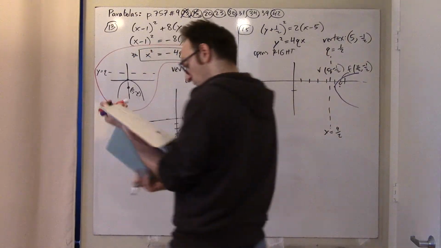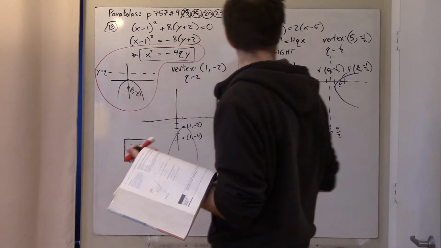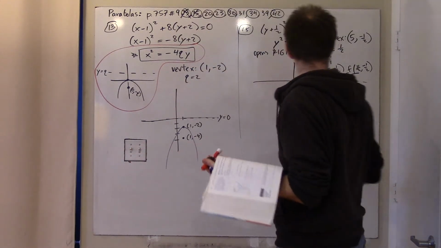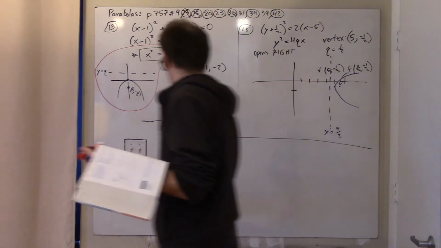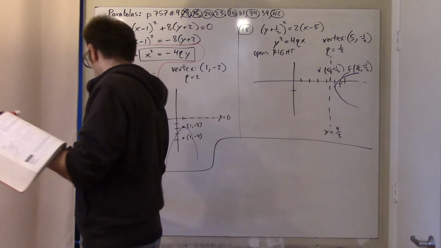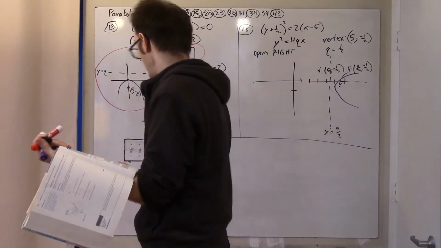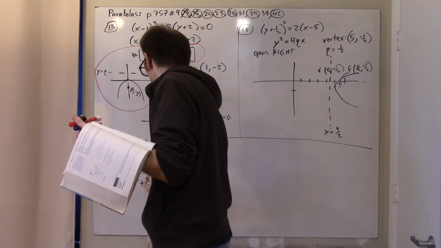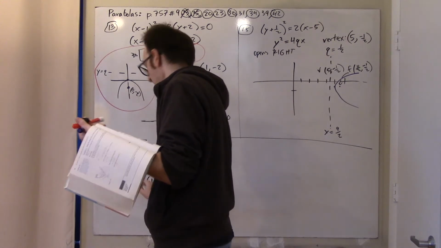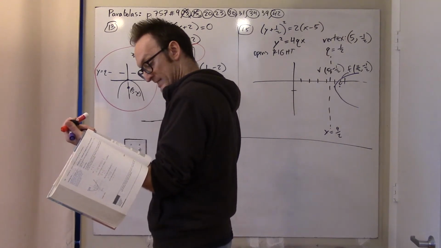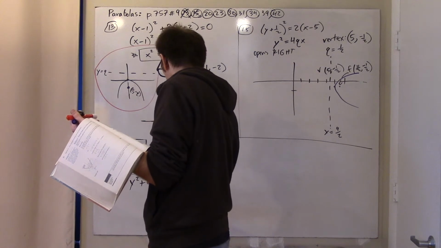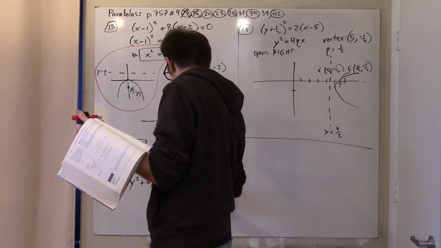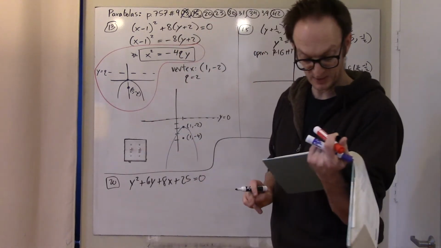Can I squeeze in one more problem on this page? I think I can. Or on this board. So let's see. Here's number 20. Alright, 20 is going to make you do some work. So y squared plus 6y plus 8x plus 25 equals 0.